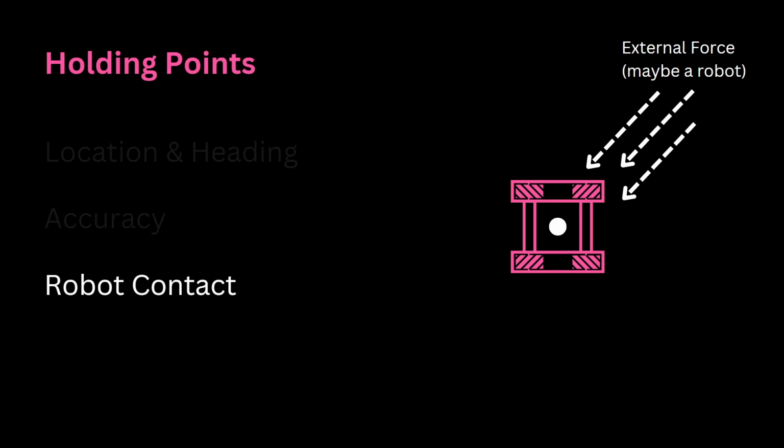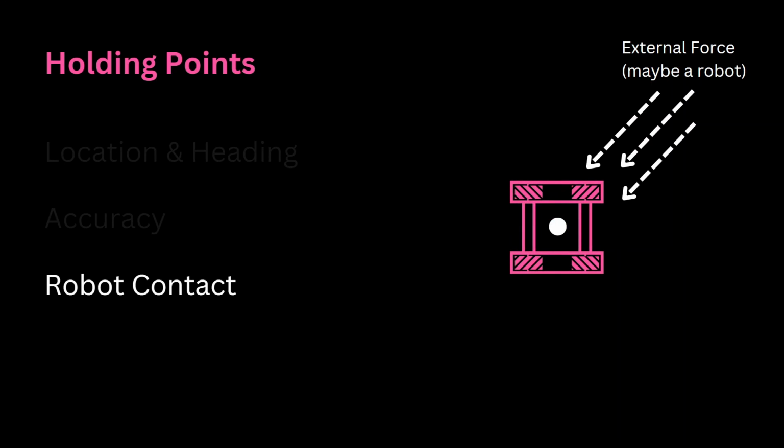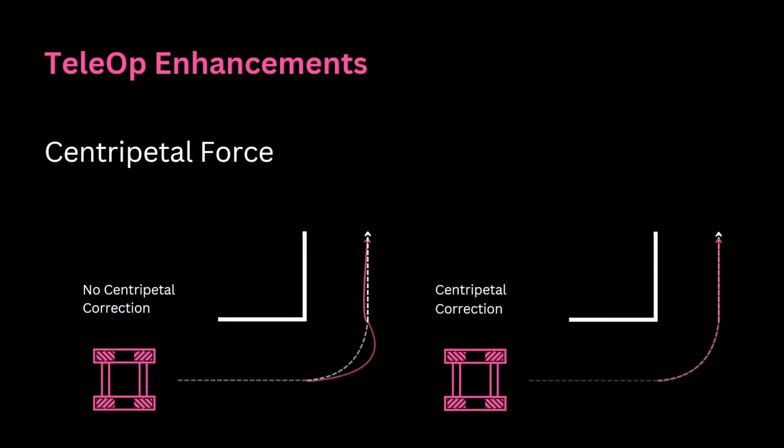If the other robot bumped into your robot, you would want to be able to hold your position against this external force. So if your robot got bumped, Pedro Pathing would be able to recorrect back onto that point in heading. Pedro Pathing can also be used in teleop to account for centripetal force. Without centripetal force correction, your robot will want to swing towards the outside of whatever corners that you take. However, with centripetal force correction, your robot will instead go through the corner a lot more smoothly.